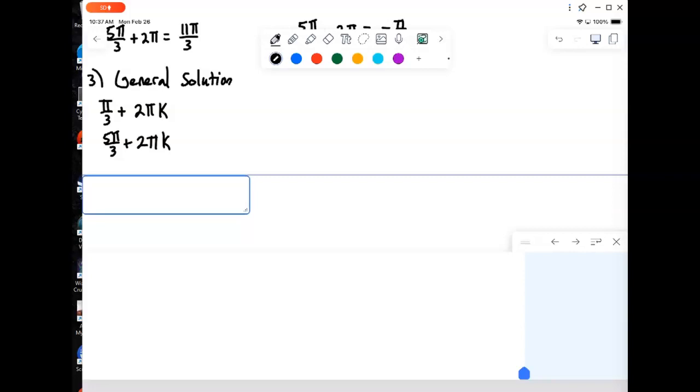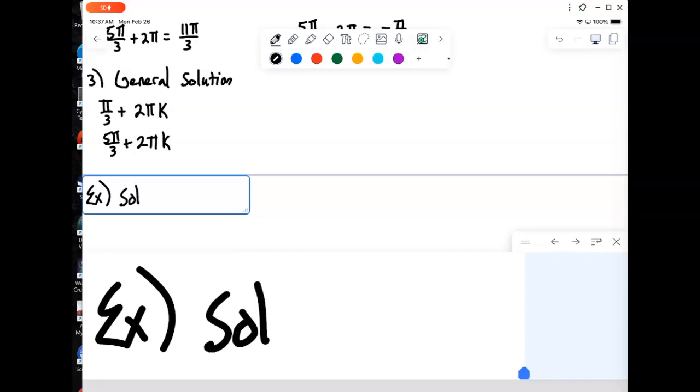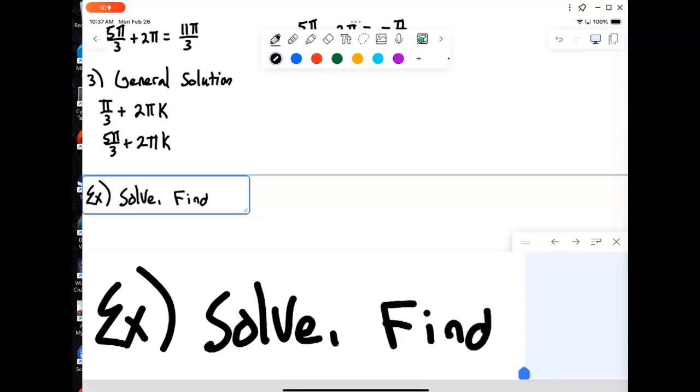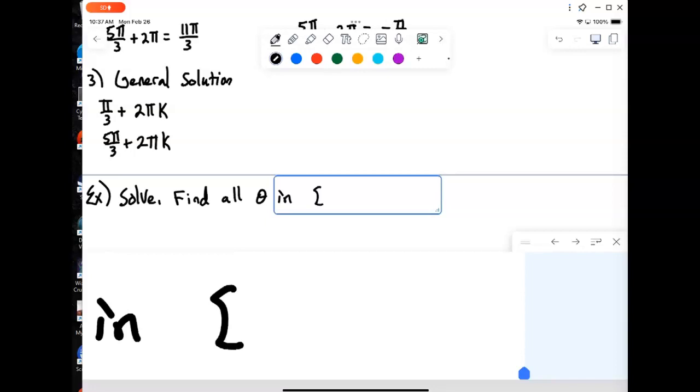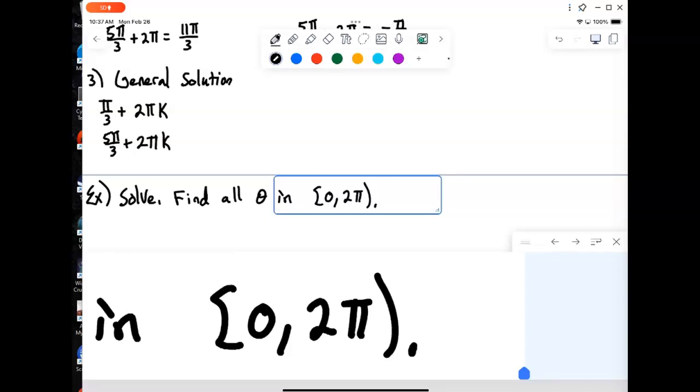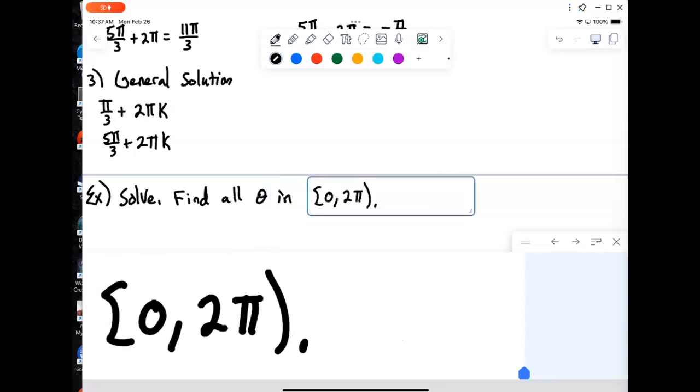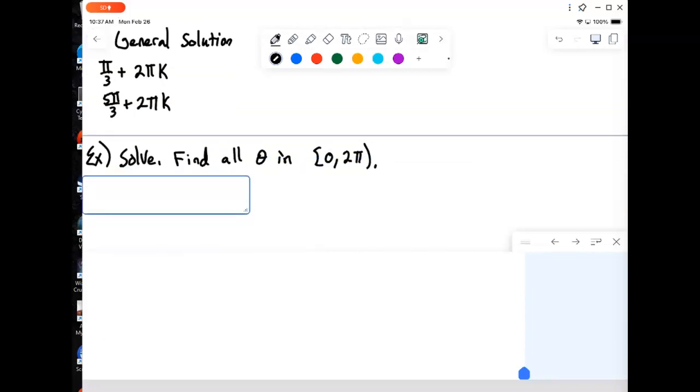Okay, so let's turn to some other examples now. We're now going to focus on just looking for solutions that are in 0 to 2 pi. So just one turn about the circle. We actually don't include the 2 pi itself, as that's the same as 0. So let's consider some equations here.